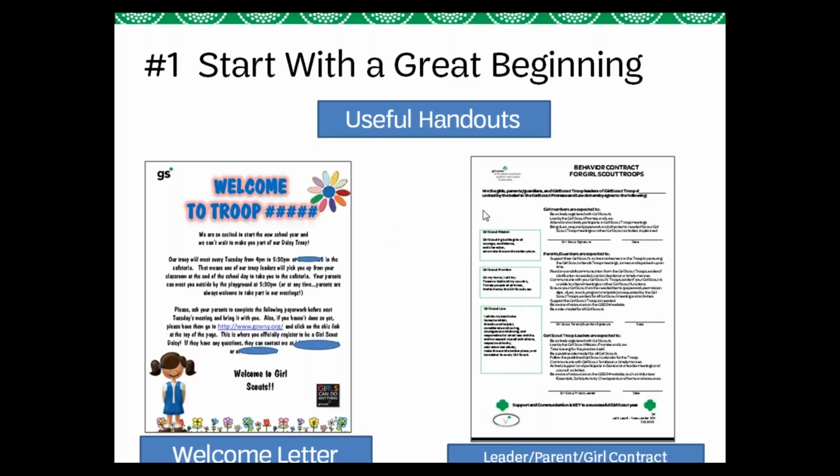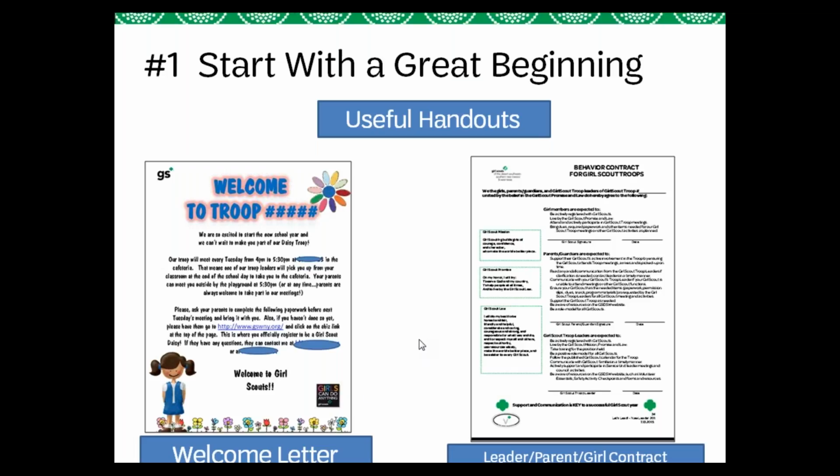Another handout is called a behavior contract. I'd like to change that to agreement, because it really is just an agreement. What are the girls going to agree to do as part of the troop? What are the parents going to agree to do? And what are the leaders going to agree to do? So it sets those expectations again so that everybody's clear on that. And when you have clear expectations, things just go a lot smoother. Okay, so those are some useful handouts that I wanted to mention. We don't talk about these enough, but they can be very useful to your troop.